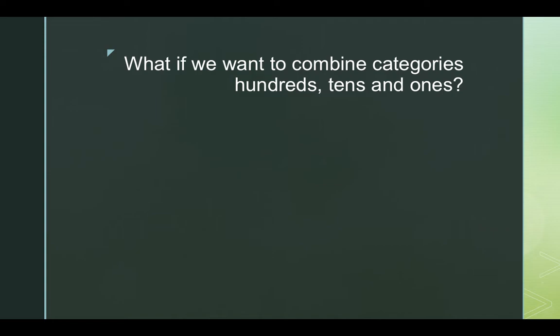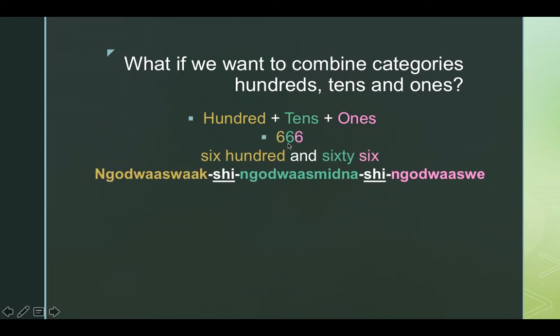So again, you may be wondering, how do we combine these three categories for numbers like 101 or 347, etc.? It's a very similar pattern to a pattern we had earlier. First we're going to have our 100, then our tens, and then our ones, just as we would in English. So 666, it's all color coded here.